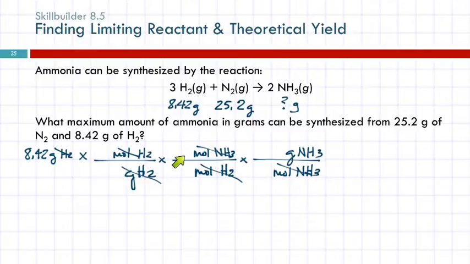What number should I put in front of moles NH3? 2. Because that's what it says in the equation. If I start with 3 moles of hydrogen, it will make 2 moles of ammonia. So there's 2 moles of ammonia that are created for every 3 moles of hydrogen.